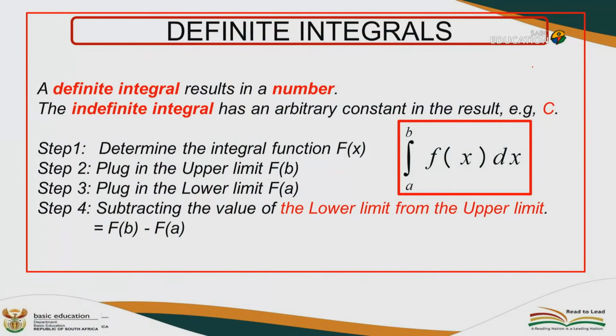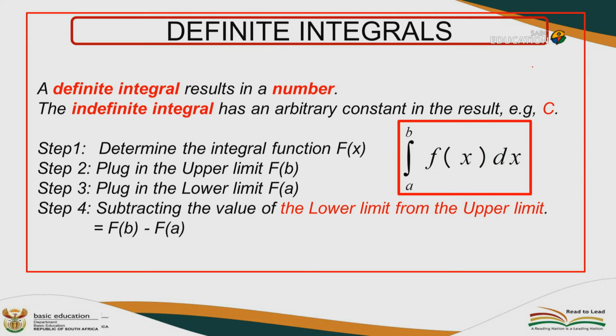Then, to continue, a definite integral results in a number. If you are to compare the definite integral with the indefinite integral, remember that with the indefinite integral, your integral will always end up with an arbitrary constant, which can be either k or c. But if you are dealing with definite integrals, then your answer must result in a number. That is what makes the difference between the definite integral and the indefinite integral.